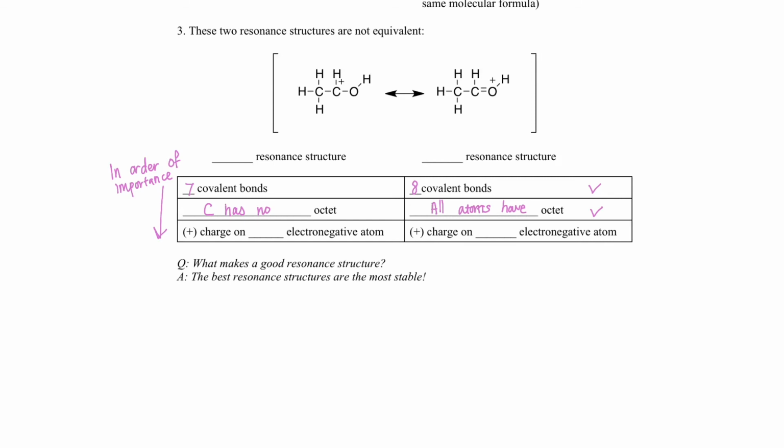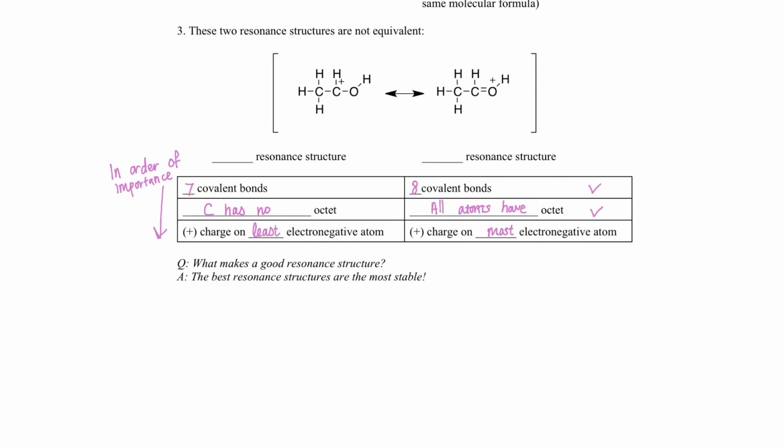So moving on to the least important rule here, the one we care the least about. Do we have a positive charge on the least electronegative atom? Here we have the positive charge on the carbon, and here we have the positive charge on the oxygen. So for the structure on the left, we have the positive charge on the least electronegative atom, and for the structure on the right, the opposite is true. The plus charge is on the most electronegative atom.